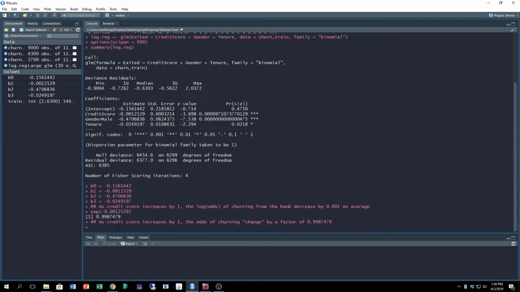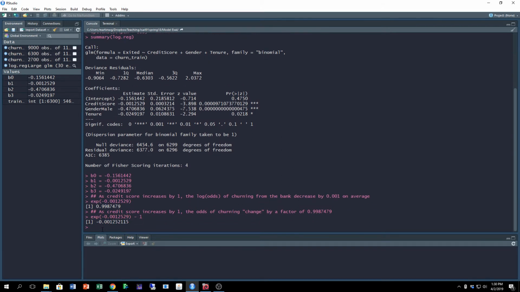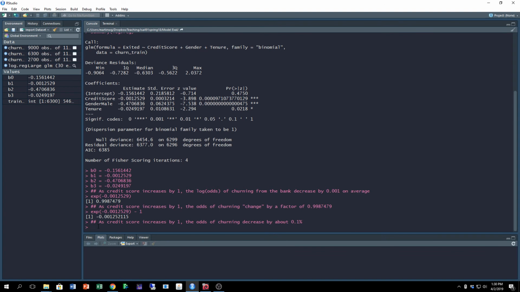Okay, so if we want to look at it in terms of percentages, what we could do is take this value and basically subtract 1, so that would give us, percentage-wise, by how much the odds would decrease. So we would say something like as credit score increases by 1, the odds of churning decrease by about 0.1%. Okay, so that's another way to interpret these parameter coefficients.